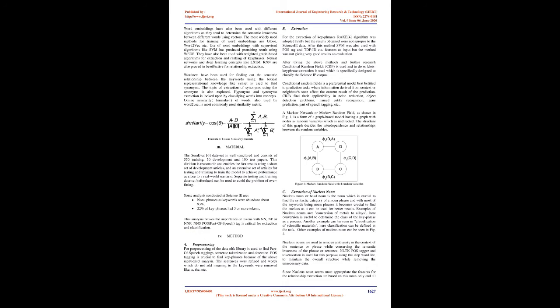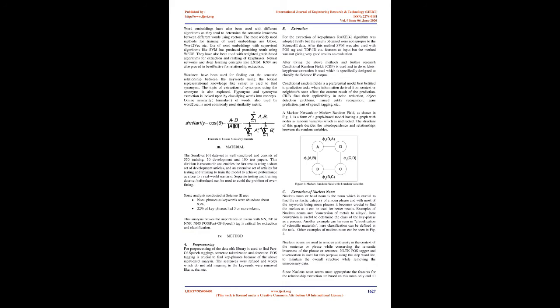Neural networks and deep learning concepts like LSTM, RNN are also proved to be effective for relationship extraction. WordNets have been used for finding out the semantic relationship between the keywords using the lexical representational knowledge like SynSet, which is used to find synonyms. The topic of extraction of synonyms using the antonyms is also explored.